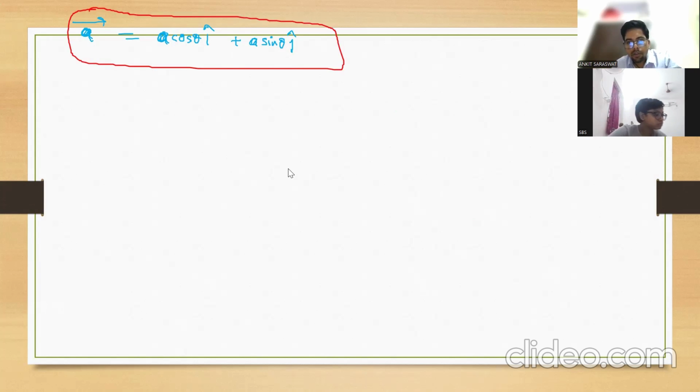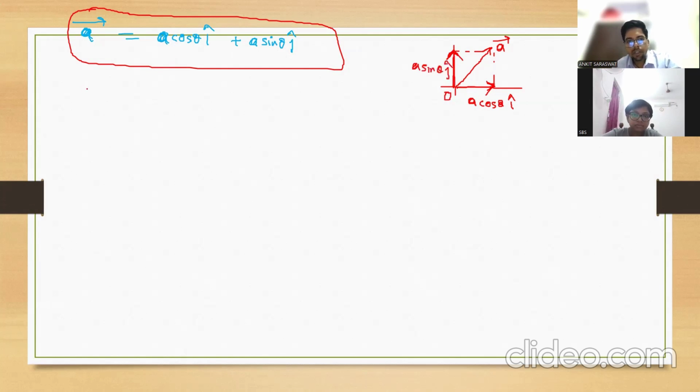So what I have written, if you look carefully, in what I have drawn, this A vector, it's one of the projections. This is A cos theta I cap. Clear? And this is one of the projections. This is what? A sin theta J cap.